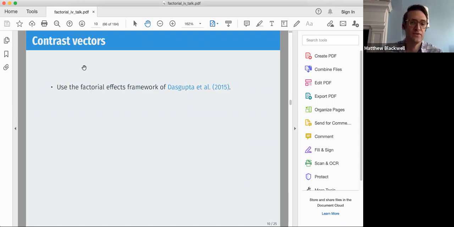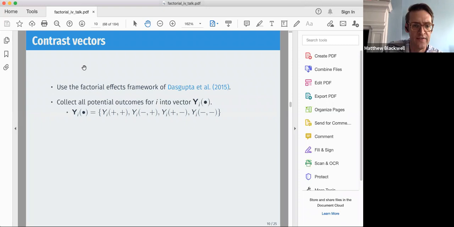And so the way we're going to do this is use the factorial effects framework by Dasgupta et al., which was one of the first papers that dealt with defining treatment effects in the factorial setting in terms of potential outcomes. What we're going to use from them is that we're going to collect all of the potential outcomes for a particular person in this Y_i bullet. Imagine for the 2x2 case, that's going to be Y_i of treated-treated, treated-control, control-treated, and control-control. So it's just a vector of all the possible potential outcomes, again, just for treatment assignment.